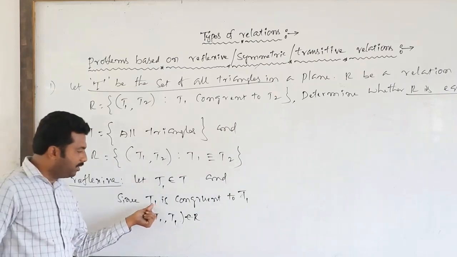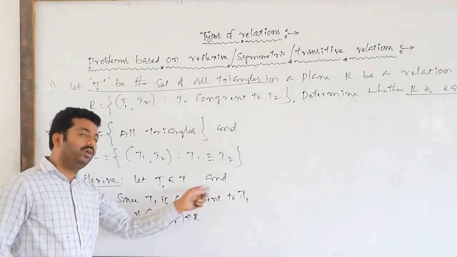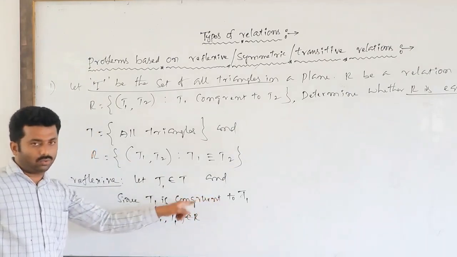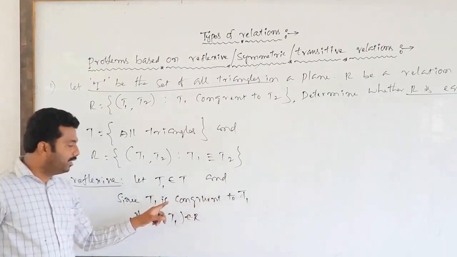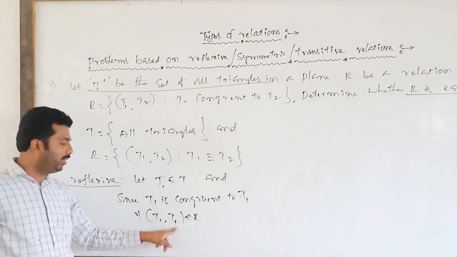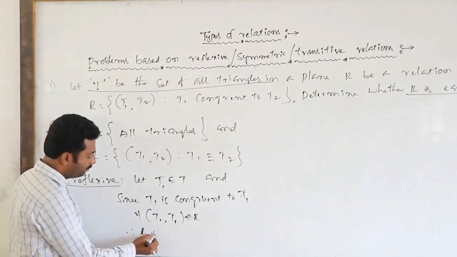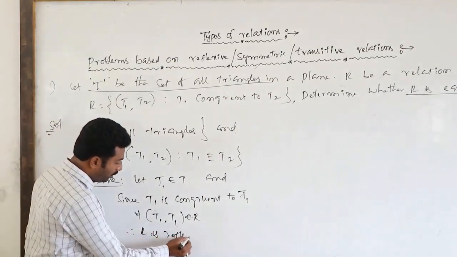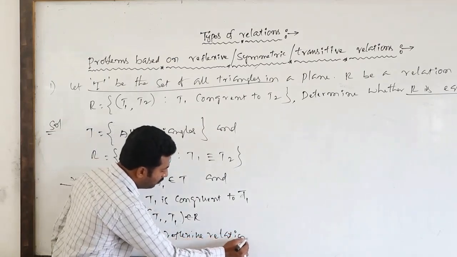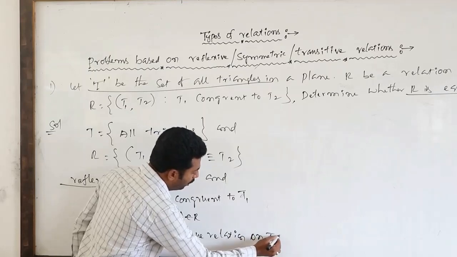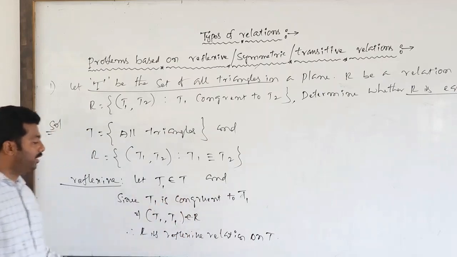So here, for the first triangle, I will take one triangle. What is the conclusion here? Every triangle is congruent to itself, so we are taking that truth. So instead of T2, T1 only. So (T1, T1) belongs to capital R. Therefore, capital R is a reflexive relation on the non-empty set capital T.